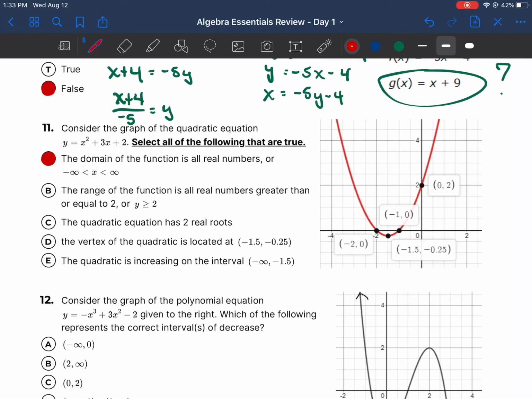Now let's look at statement B. The range of the function is all real numbers greater than or equal to 2, or y is greater than or equal to 2. Well, if we look at 2 on the y-axis, which would be this point right here that I'm highlighting in blue, you can still see that all of this that I'm highlighting here in blue is below that point. And remember that the range is the collection of y values, or the collection of outputs. And we have several outputs that are below 2. So this would be wrong. This would be incorrect. So I'm going to put an X there.